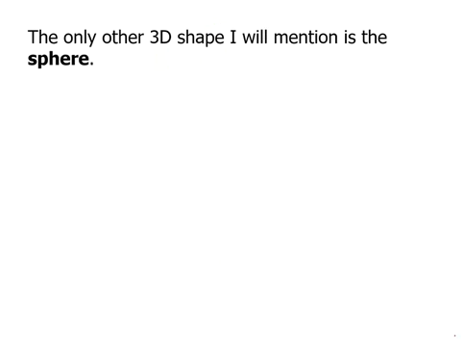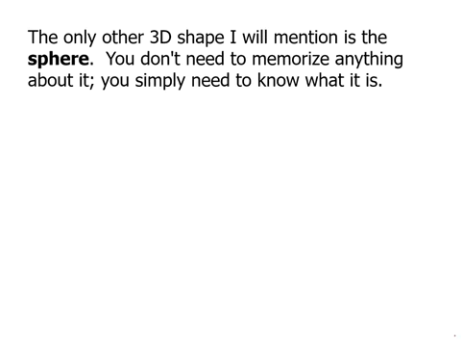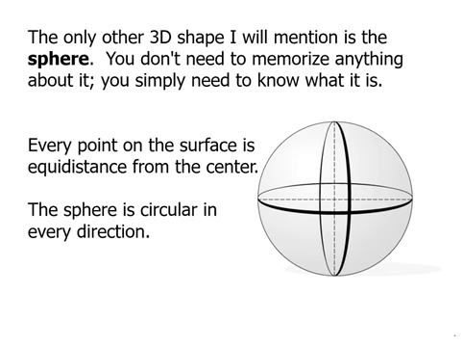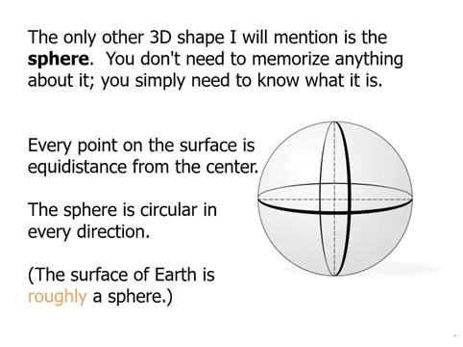The only other 3D shape I will mention is the sphere. You don't need to memorize anything about this. You simply need to know what it is. If they ask you for any calculations, they'll give you the formula. Every point on the sphere is equidistant from the center, and the sphere is the only shape that is circular when viewed from every single direction. So no matter how you turn it around, the silhouette it has is always a circle. I'll say that the surface of the Earth is roughly a sphere. In fact, the Earth technically is a little wider at the equator, so it's not a perfect sphere, but it's roughly a sphere, and it's a way to think about it.